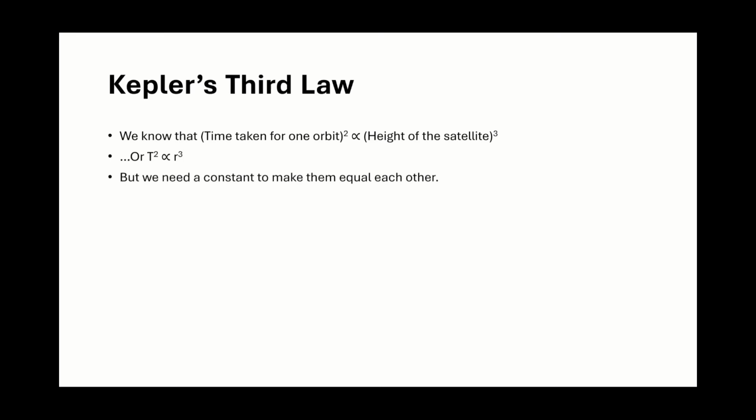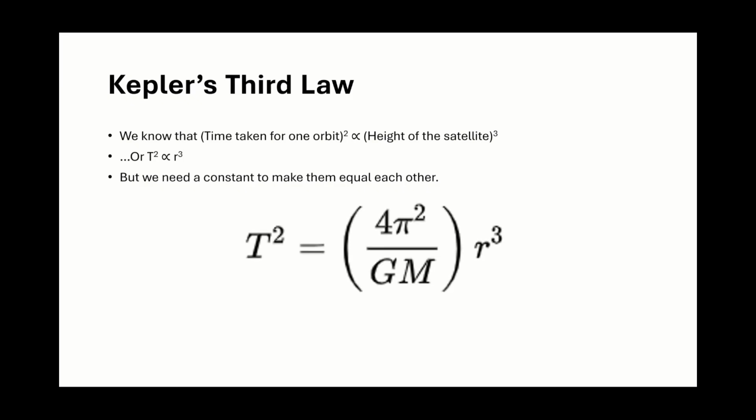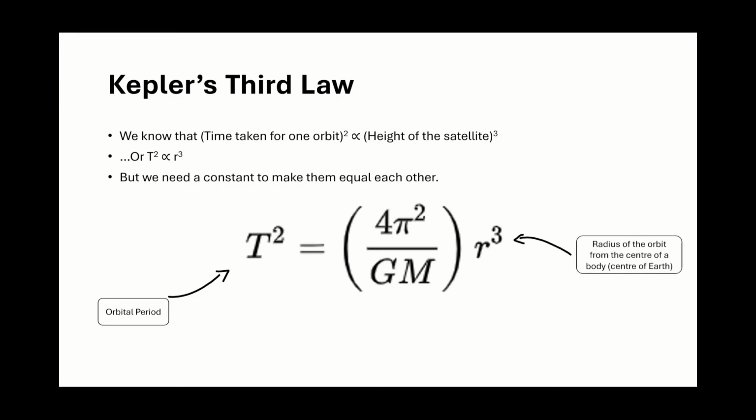Let's go with Kepler's third law. We know that the time taken for one orbit squared is proportional to the height of the satellite cubed. We can write this as t squared is proportional to r cubed. But we need a constant to make them equal each other so we can actually calculate this. And Kepler came up with this. Now t squared is the orbital period and r cubed is the radius of the orbit from the centre of the body. Now the constant here is the middle part.